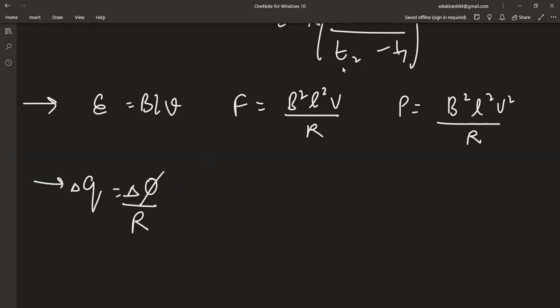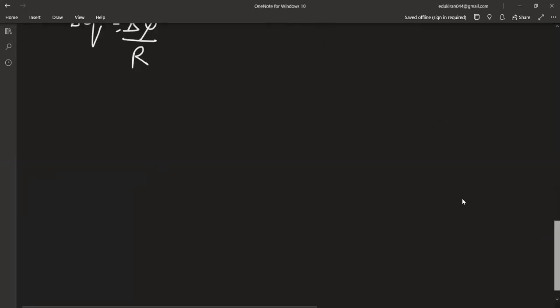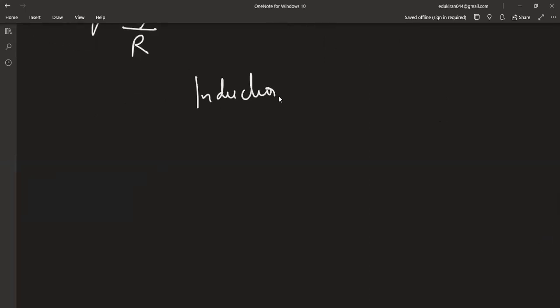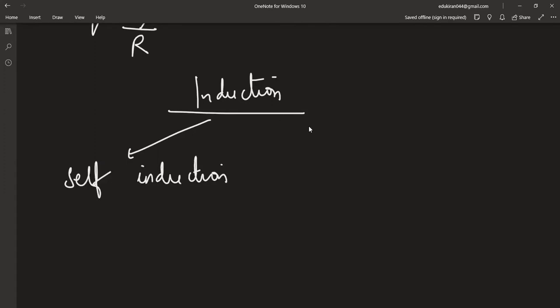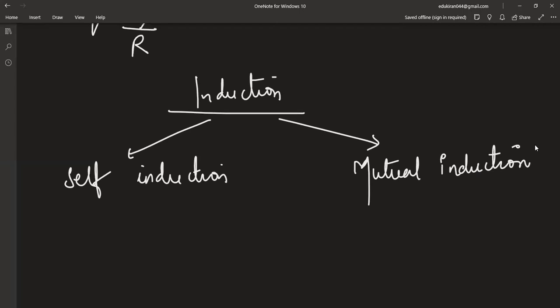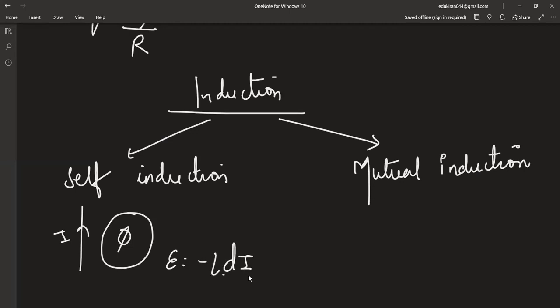Then the last topic in EMI you have is induction. So when we are talking about induction, we have two types of induction. One is self-induction. Second is mutual induction. So self-induction is the production of induced EMF in a coil when a changing current is passed through it. Right? That is self-induction. And you have the formula E is equal to minus L di over dt.